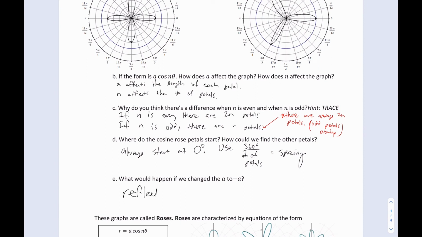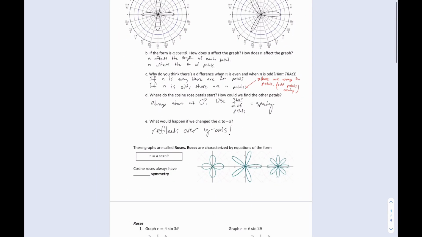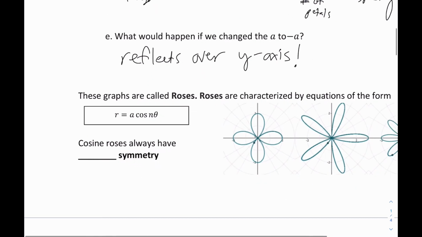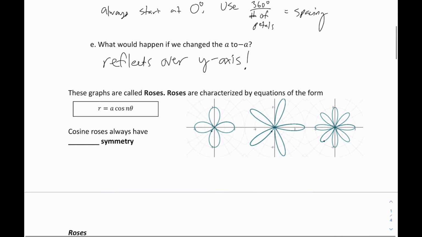Reflects over the y-axis. So fill this thing in. Cosine roses always have x-axis symmetry. So take a look at this. We can see cosine roses here, cosine roses here, cosine roses here. They definitely all have x-axis symmetry.